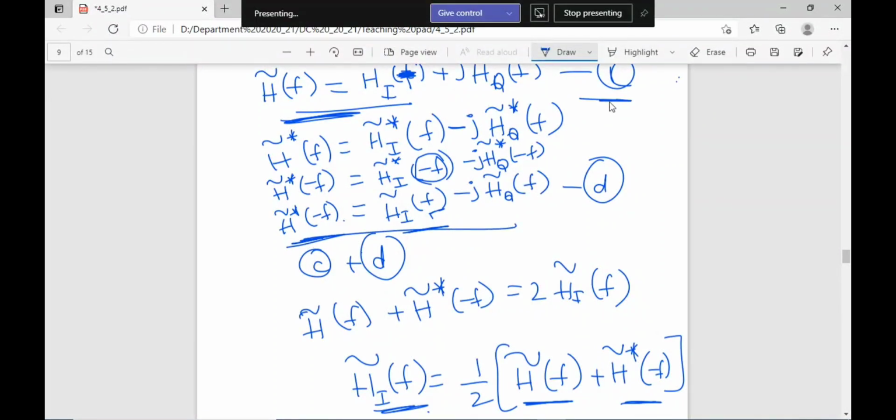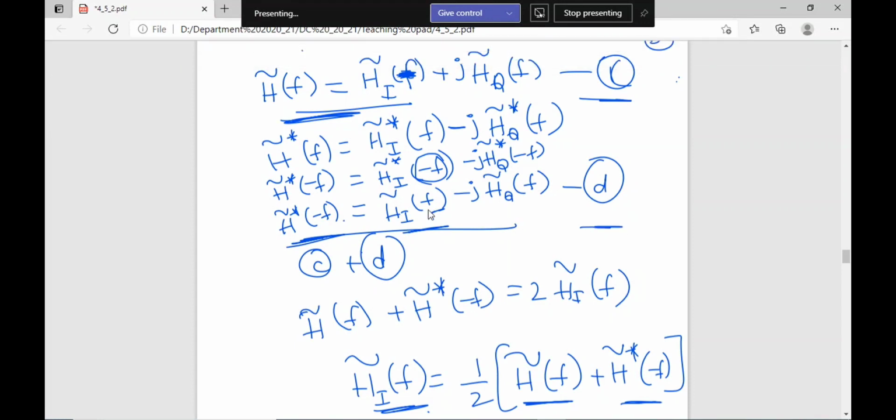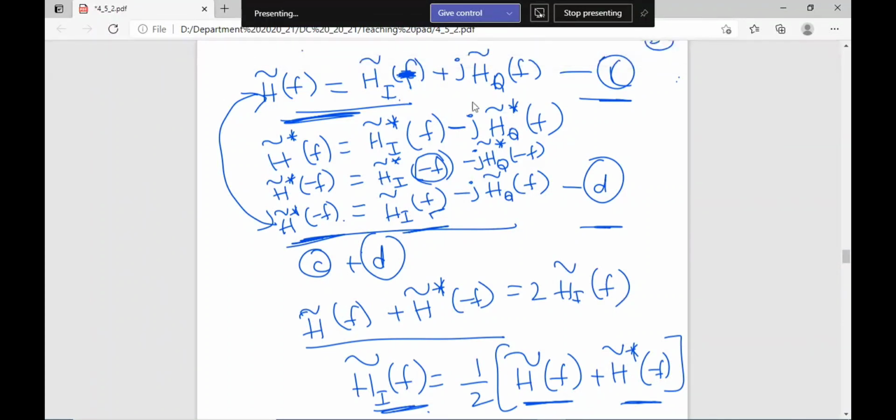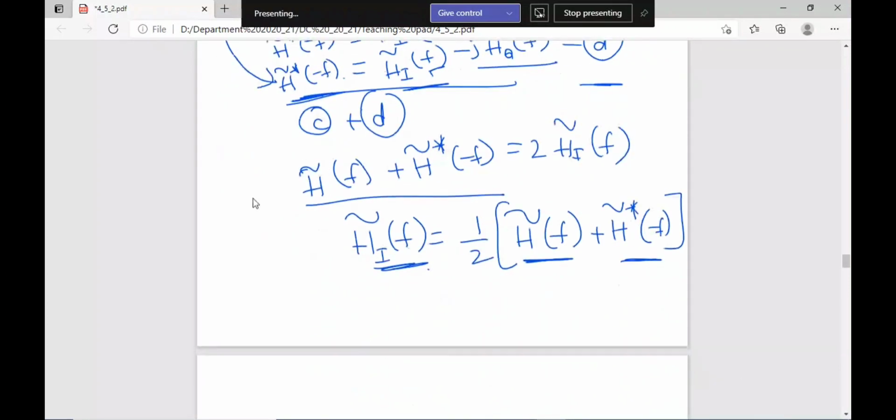Now I've considered this as equation C and this as equation D. Now I have added these two equations. On the left-hand side I will be left with this, and on the right-hand side, h_I tilde of f and h_I tilde of f will get added, so it will be 2 h_I tilde of f, and the other terms cancel each other, since one is plus and one is minus. So finally h_I tilde of f is nothing but half of h tilde of f plus h tilde star of minus f. This is how we find h_I tilde of f.